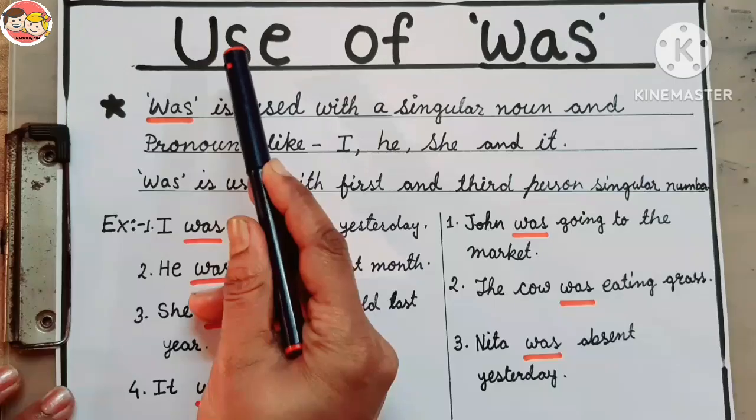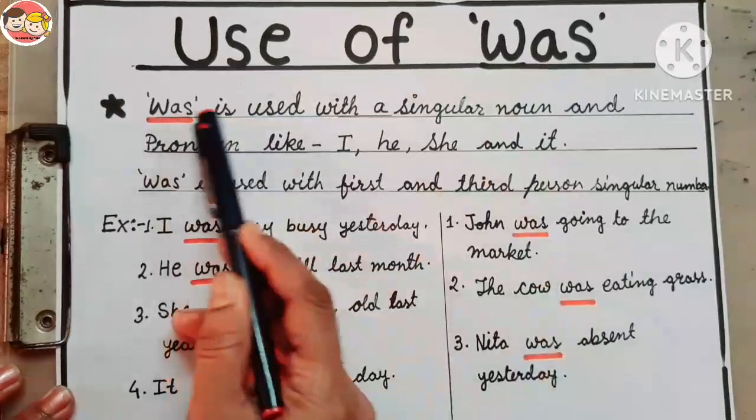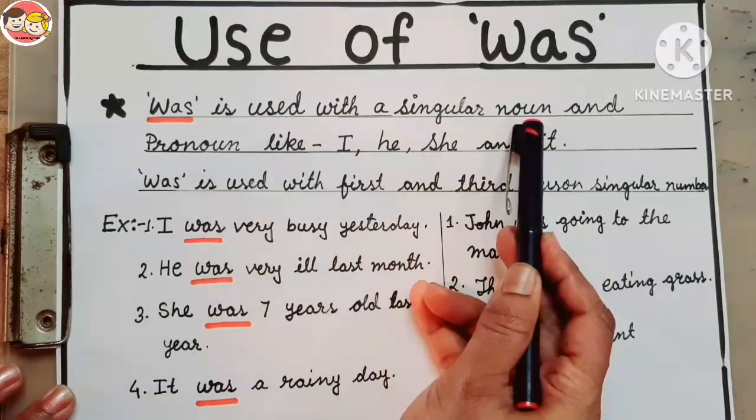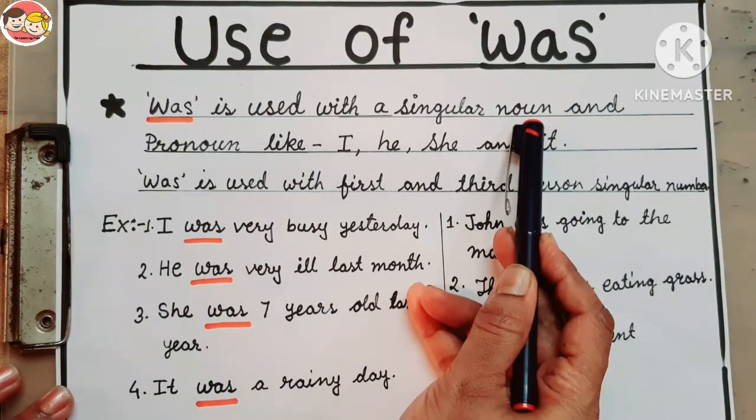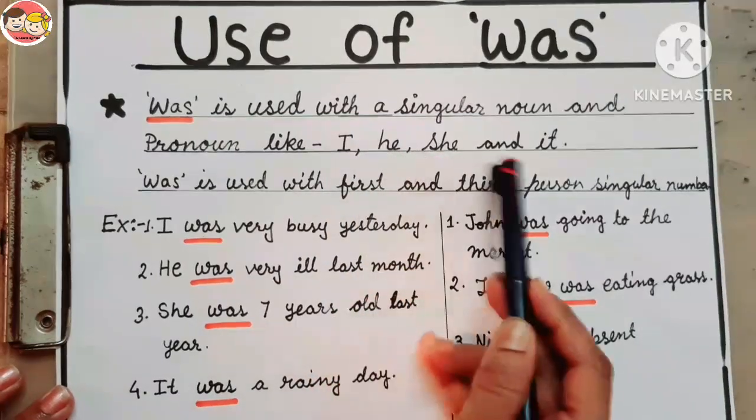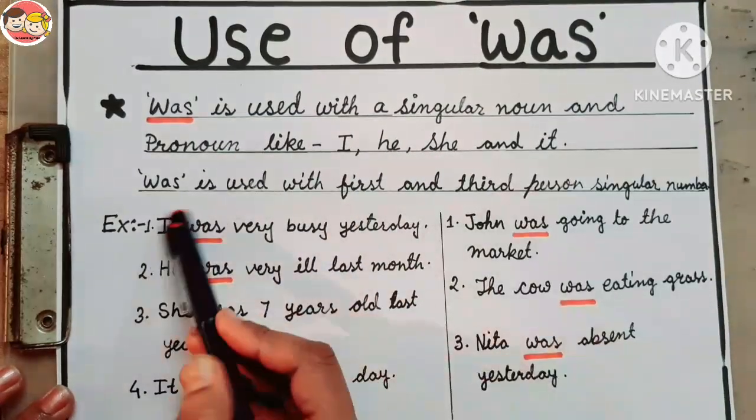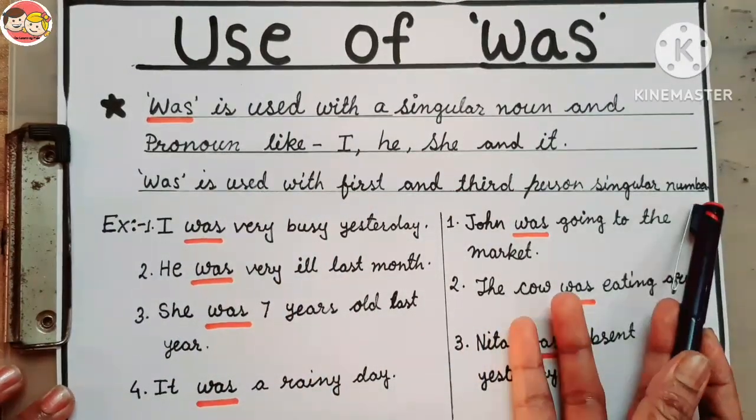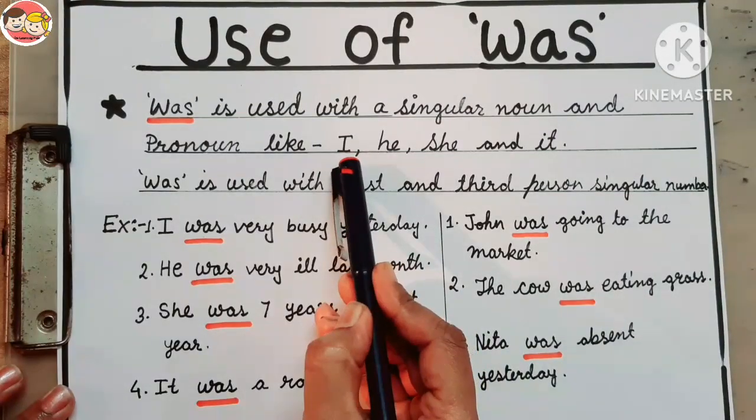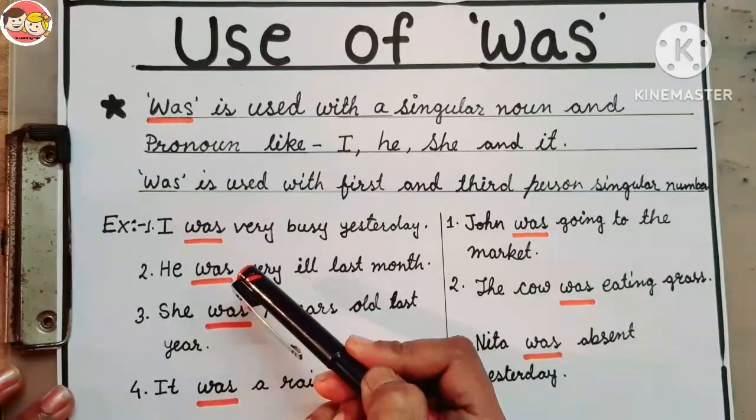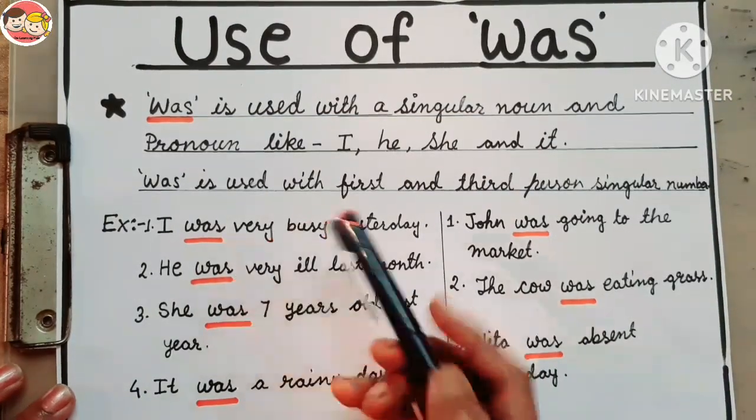So let's see. Use of was. Was is used with a singular noun and pronoun. Singular noun means any one person, place, thing or animal, and pronoun like I, he, she and it. So the important point is was is used with first and third person singular number. Here I is the first person singular number and he, she and it are third person singular number. Now let's see the examples.